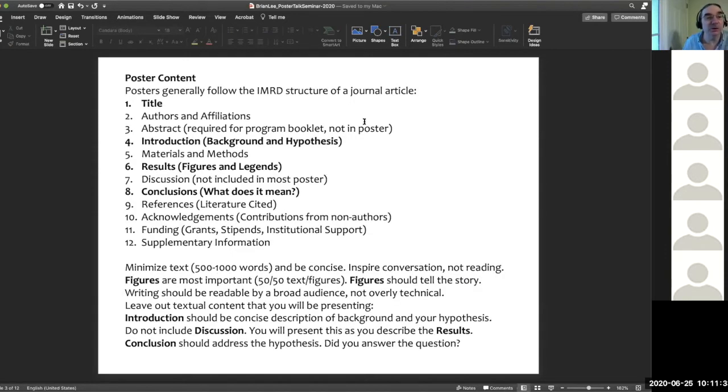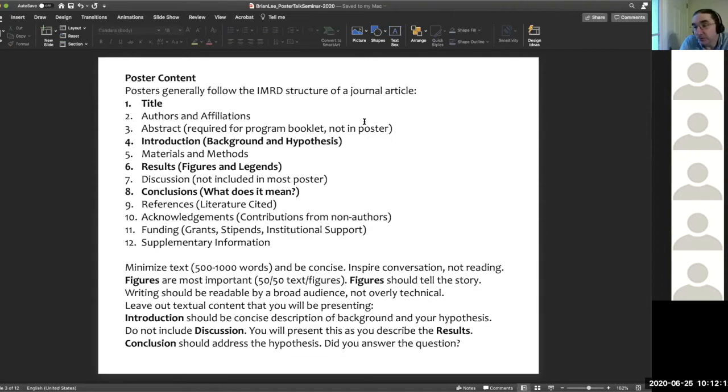Okay, so poster content. Generally this follows the structure of a journal article that we talked about on Tuesday. Journal articles generally have this IMRD structure, which stands for introduction, methods, results, and discussion. Now, there's a little bit of difference here, primarily a difference of emphasis. Some of the very important things of a poster I've highlighted here in bold.